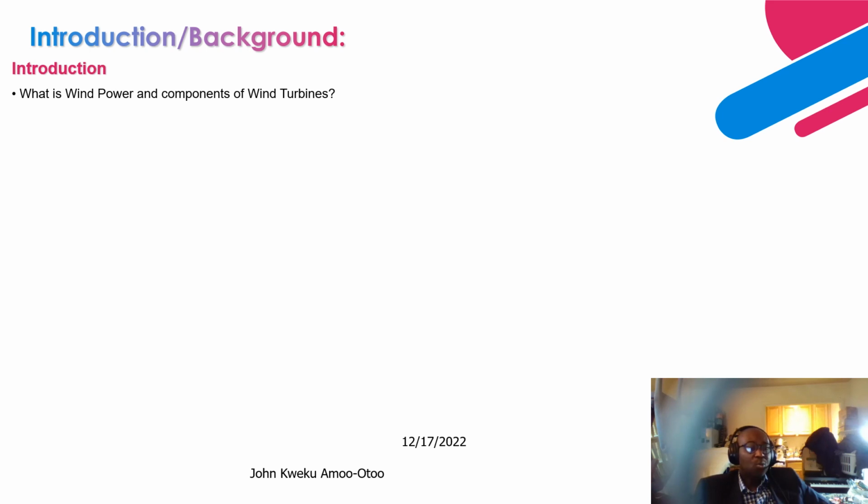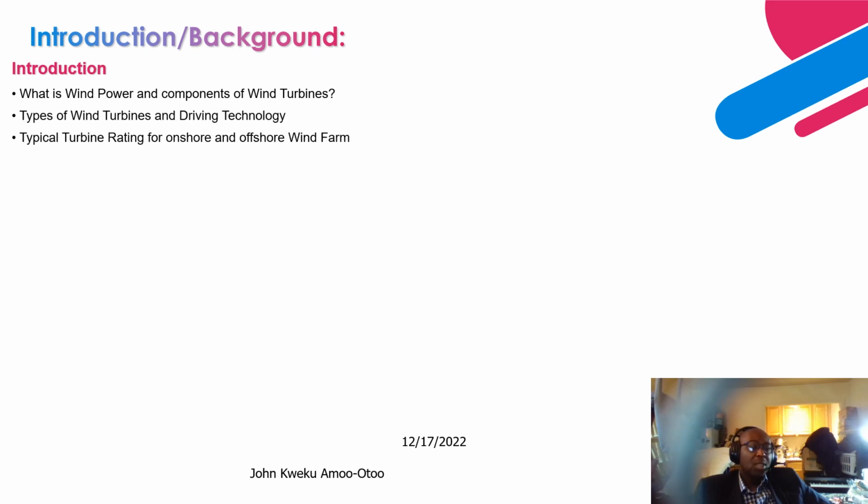Now let's talk about what wind power is and the components of wind power. Next is the types of wind turbines that we have and the driving technology that drives these wind turbines. Next is the typical turbine rating that we have for onshore and offshore wind farms. Then we'll talk about the components of the wind turbines and the power characteristics of the wind turbine.